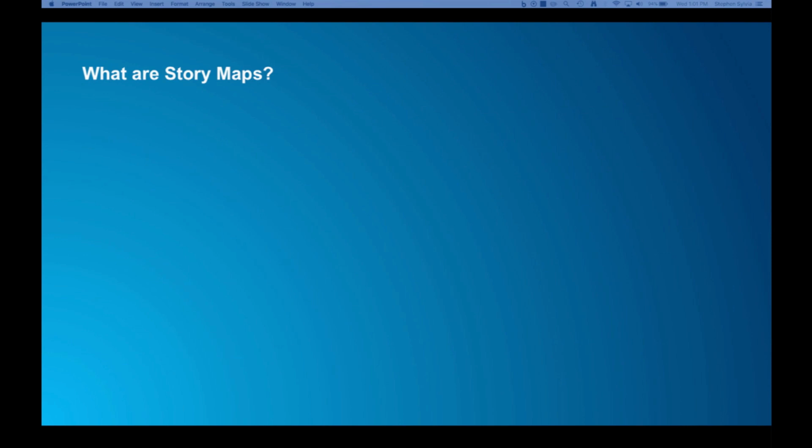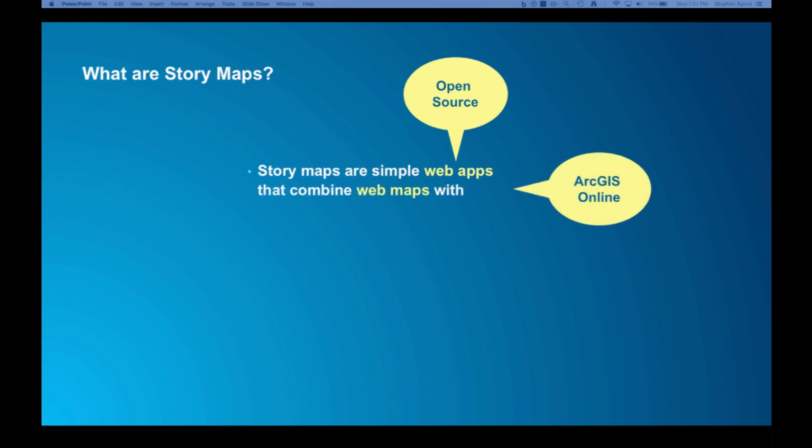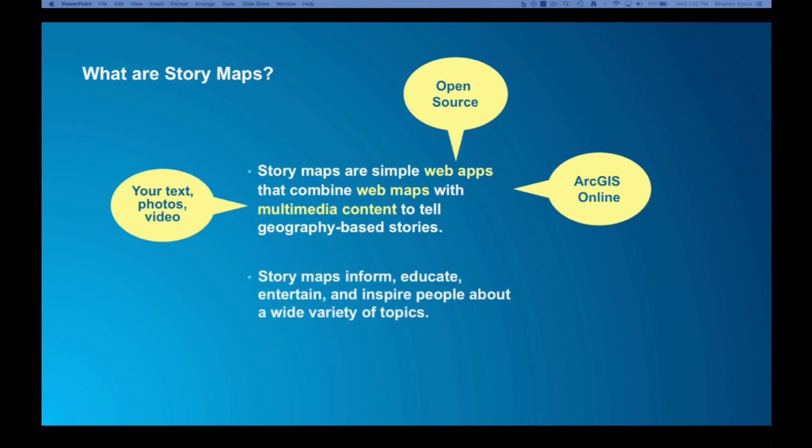So to get started, what are story maps? What makes them different from other GIS applications or other templates that Esri has to offer? Story maps are really simple web applications that combine web maps from ArcGIS Online with other multimedia content, whether that's photos, videos, audio, other text content, or even embedding additional web pages into geography-based stories. They're really intended to inform, educate, and inspire your audience on a wide variety of topics.